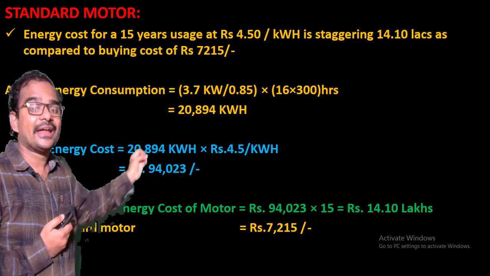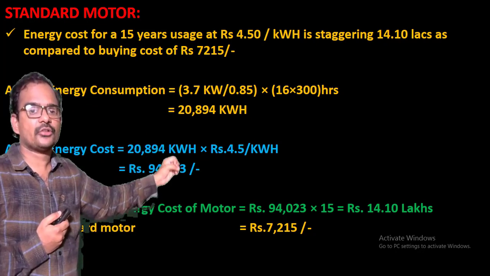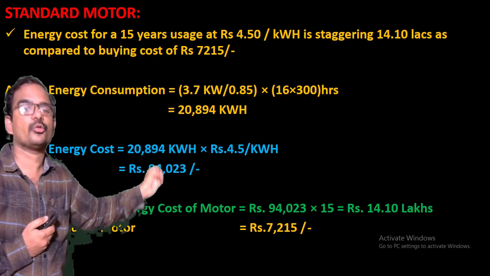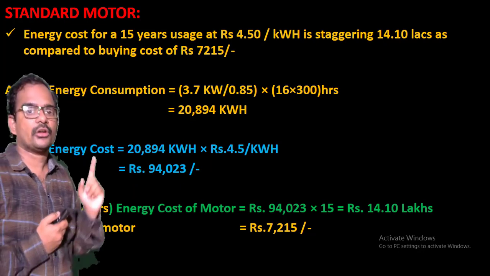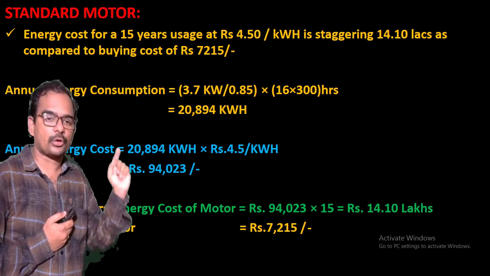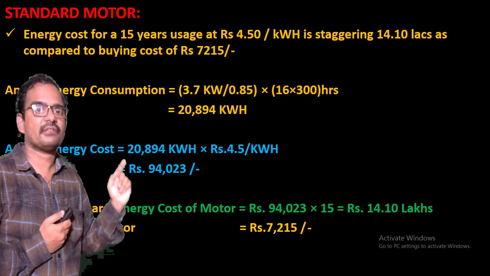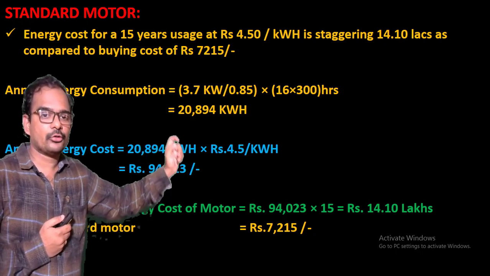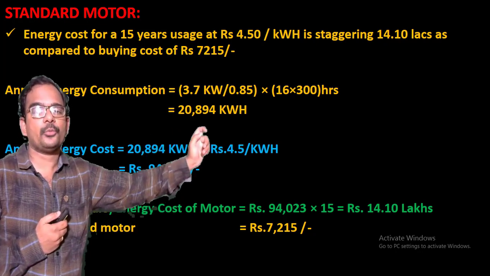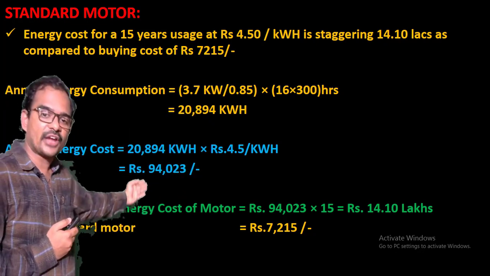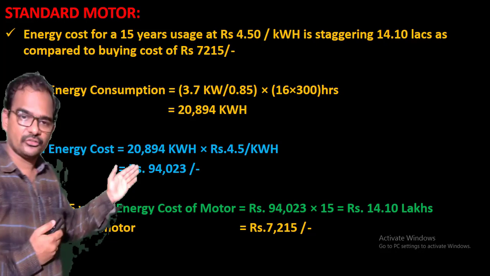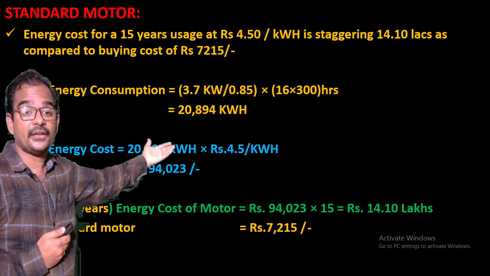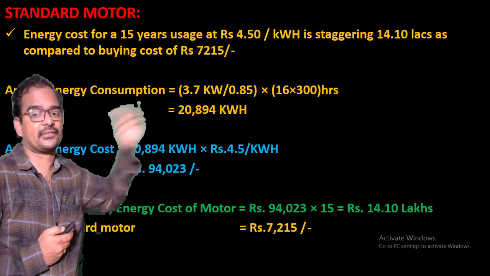So what is the annual energy cost now? These many kilowatt hours are consumed by the motor and the cost of each kilowatt hour is 4.5 rupees. So you get 94,023 rupees. It is for 1 year. For 1 year you are paying an electricity bill of 94,000 for a motor which you purchased for 7,250. Now during its lifetime of 15 years, what is the energy cost of the motor? 94,023 into 15, which is 14.10 lakhs. But what is the cost of a standard motor? 7,215 rupees. Your investment, your initial cost, is 7,215 rupees, but the energy cost you pay for the motor is 14.10 lakhs.